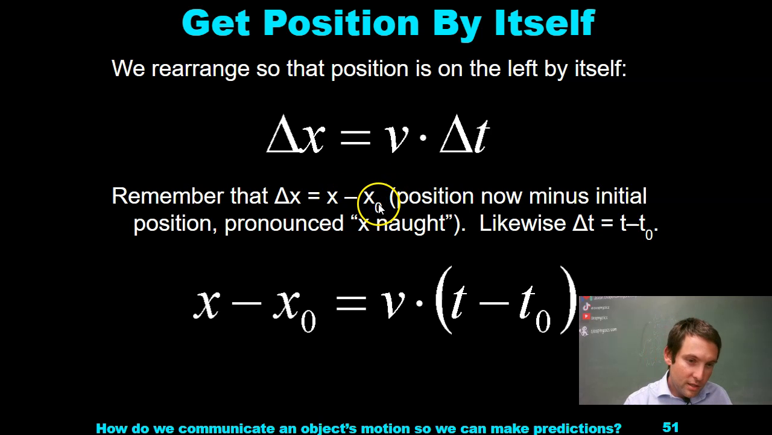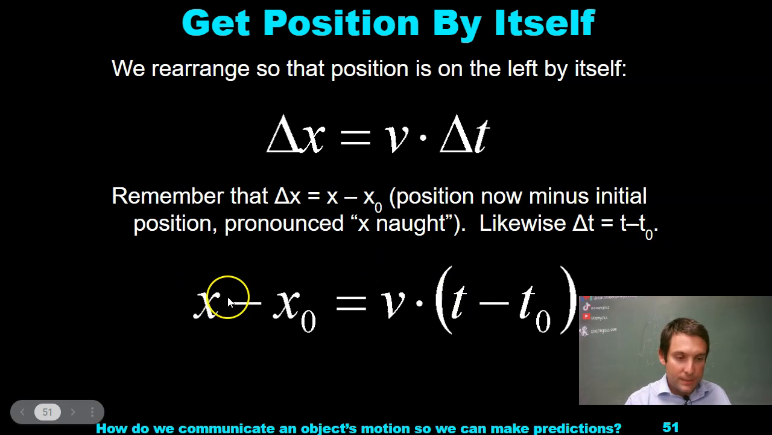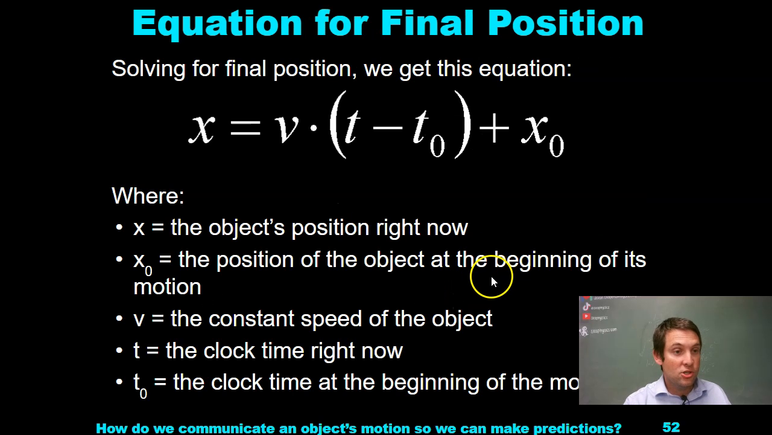That little 0 down here on the initial position, we pronounce that as naught, x naught. Likewise, delta t is our final time minus our initial time, or t naught. So expanded out, we have x, final position, minus initial position equals velocity multiplied by final time minus our initial time. Solving for the final position, we get this equation, where x is the object's position.